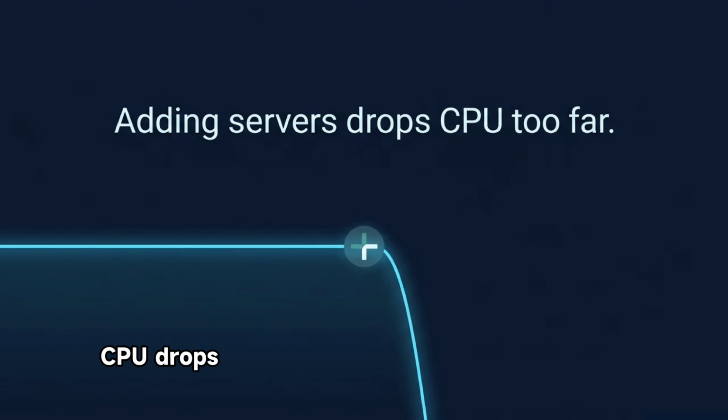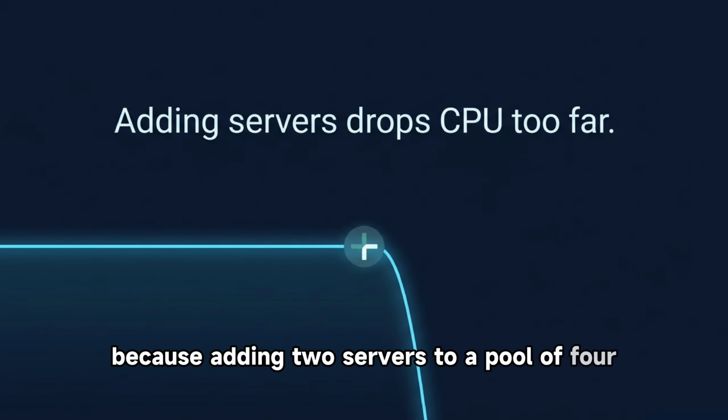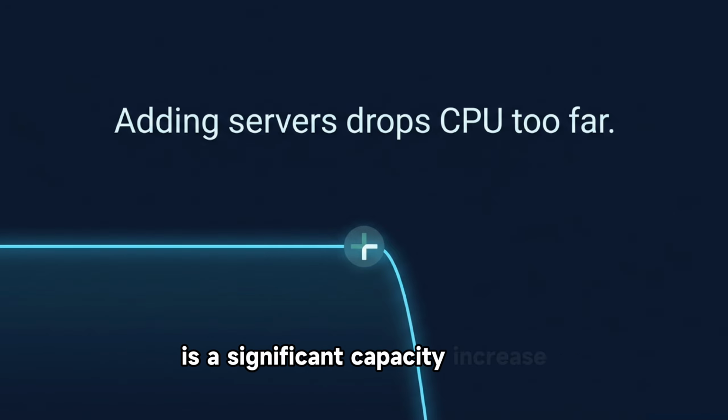CPU drops, not to 65%, but to 58%, because adding 2 servers to a pool of 4 is a significant capacity increase.